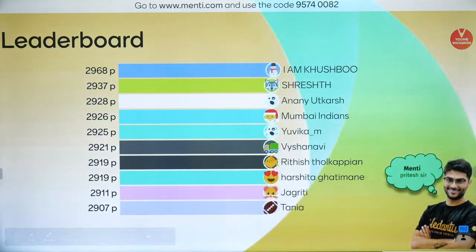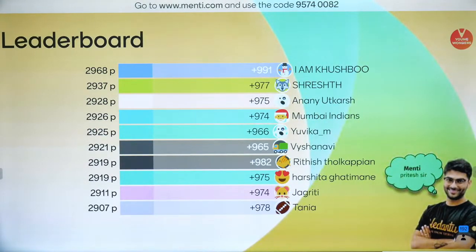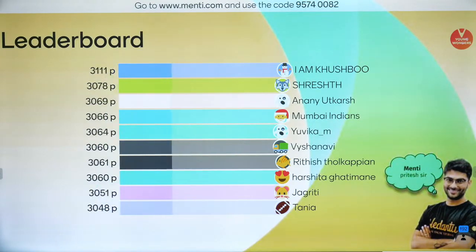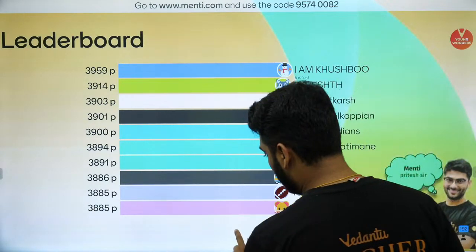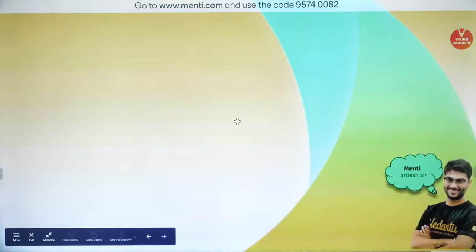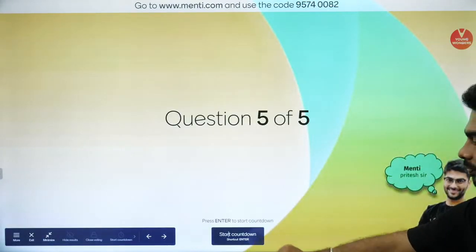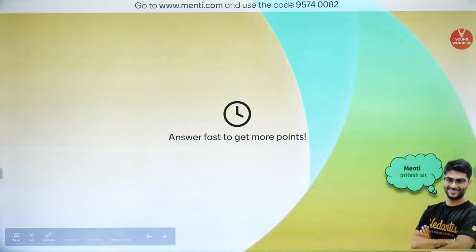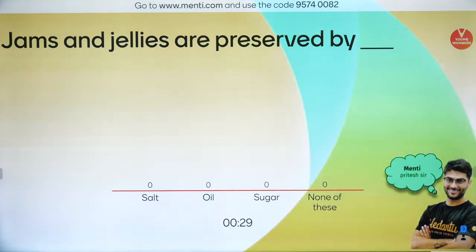Chalo. Khushbu, Shresht, Ananya, Mumbai Indians, Yuvika, Vaishnavi, Ritesh, Harshita, Jagriti, and Tanya. Right? Chalo. Moving on to the Fantastic 5 question. Fantastic 5 on your screen.